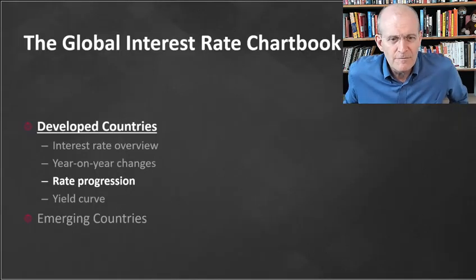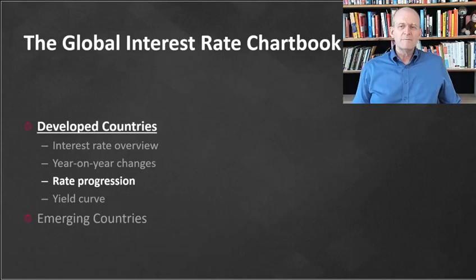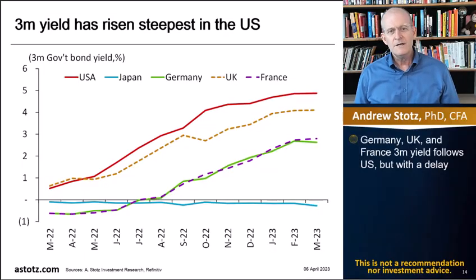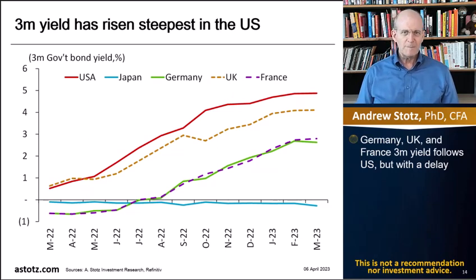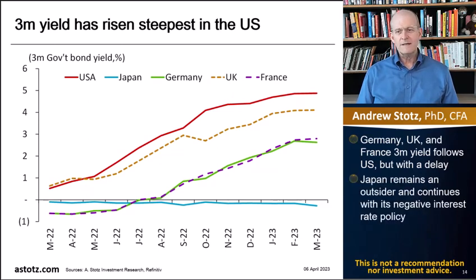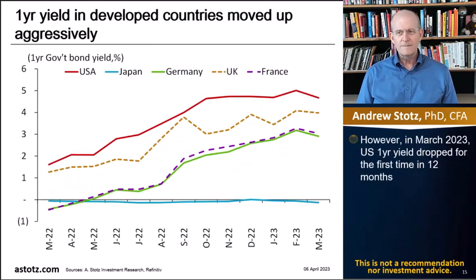Now let's look at the rate progression of these developed market countries. And here what we can see is that the 3-month yield has risen steepest in the U.S. Germany, UK, and France 3-month yields follow the U.S. but with a delay. And Japan remains an outsider and continues with its negative interest rate policy.